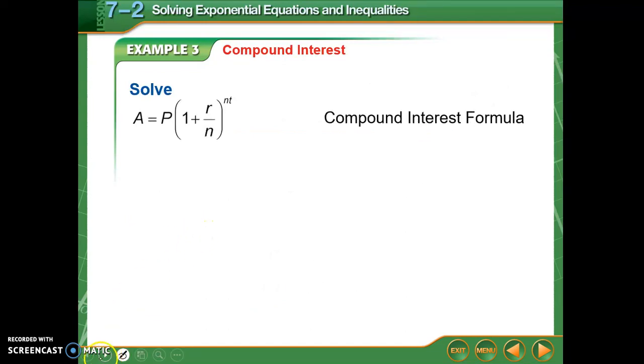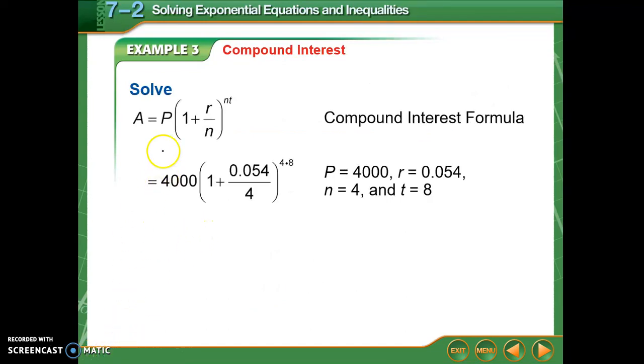And then we're going to solve. Here's our formula, so we just kind of have to plug and chug. P is 4,000, how much I started with. R is my interest rate. N is 4. Compounding quarterly means 4 times per year. And then my exponent is n, which is 4, times t, which is 8. And then we're going to use a calculator to solve that out.